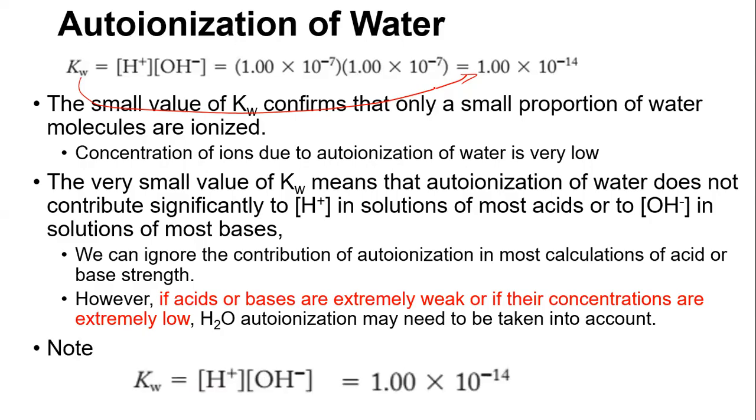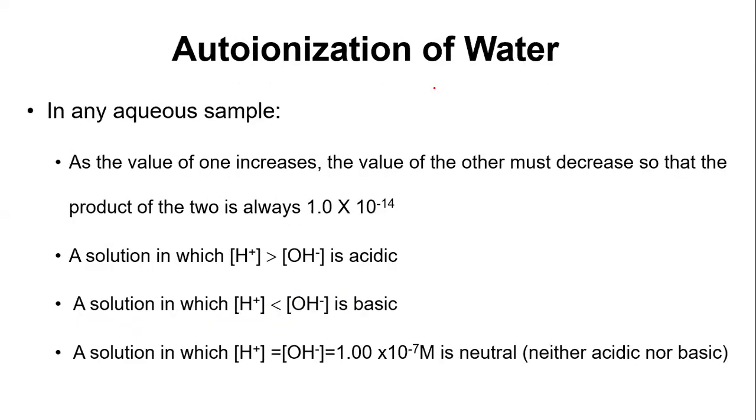Now we are saying once again that the Kw is equal to 1.00 times 10 raised to the power -14. Now we are saying that in any aqueous sample, right, as the value of one increases, the value of the other decreases. So if the value of the H+ is increasing, then the value of the OH- is decreasing.